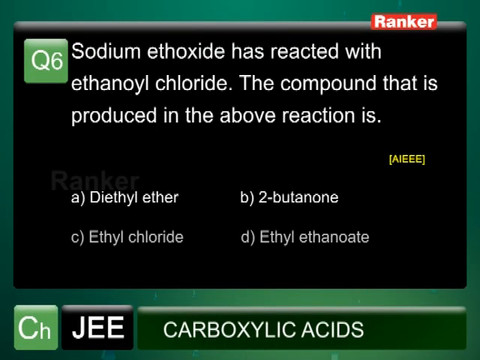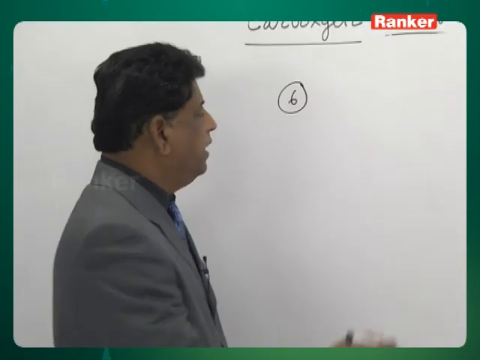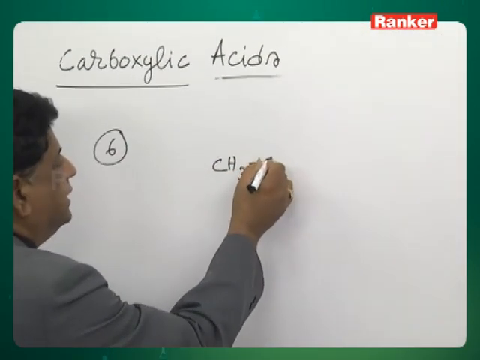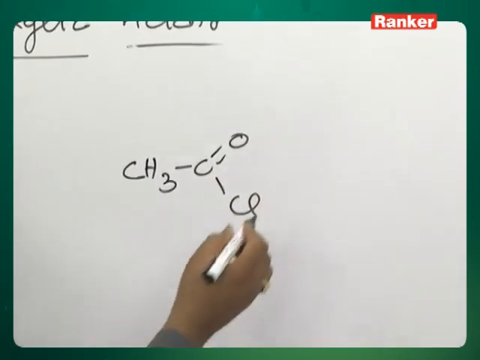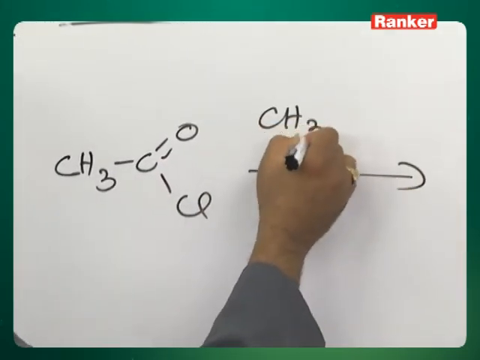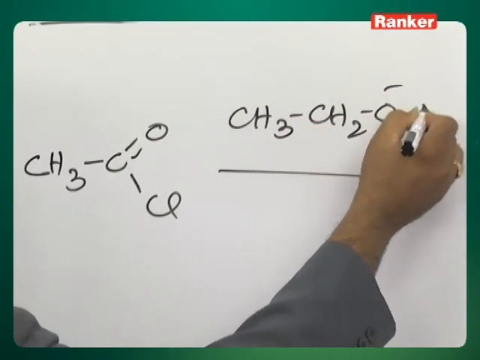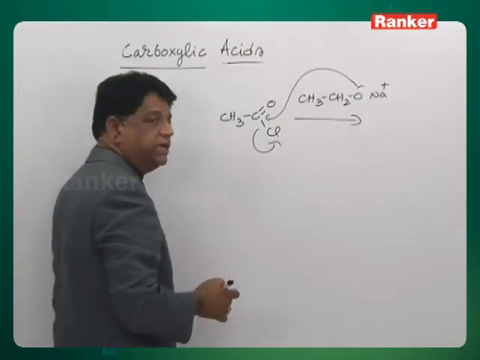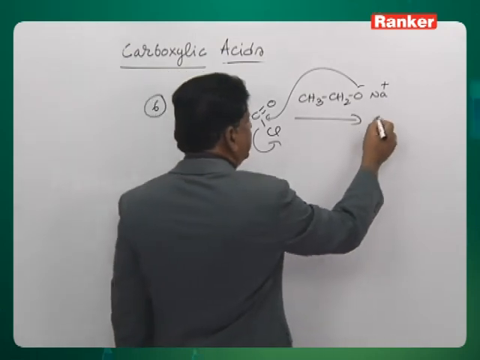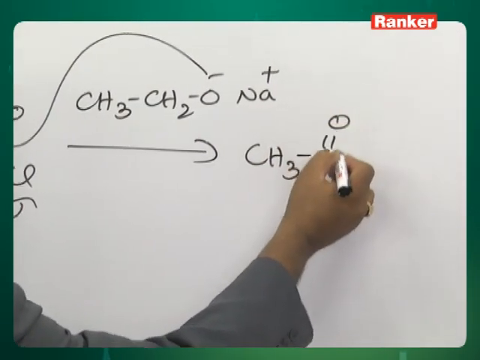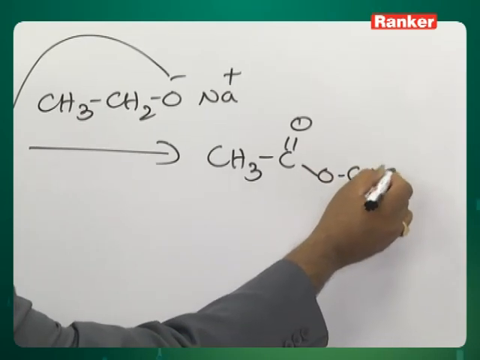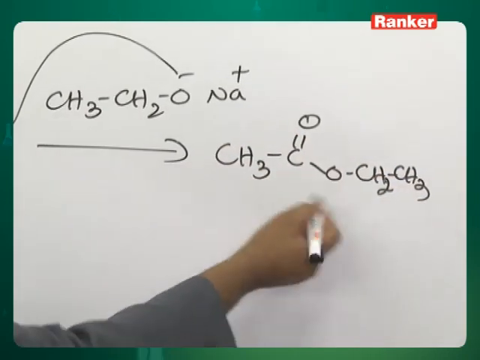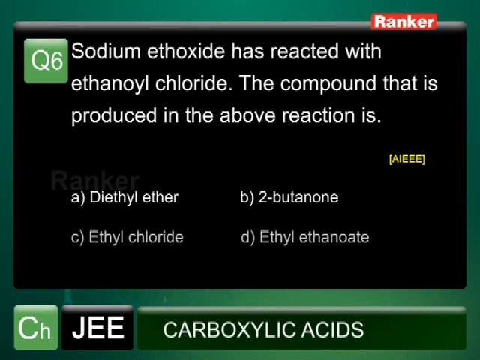Sodium ethoxide has reacted with ethanoyl chloride. Ethanoyl chloride means acetyl chloride, which is treated with sodium ethoxide. So the ethoxy group will replace the Cl. It is a nucleophilic substitution at the acyl carbon and will give an ester, CH3COOCH2CH3. Ethyl ethanoate or ethyl acetate is formed. This is the reaction involved. He is asking for the compound that is produced in the above reaction.